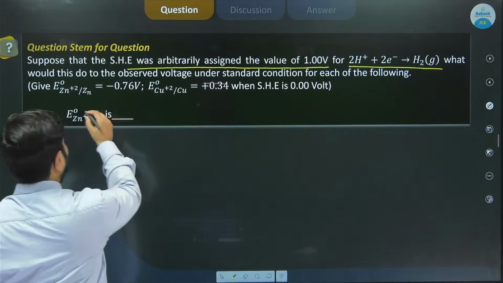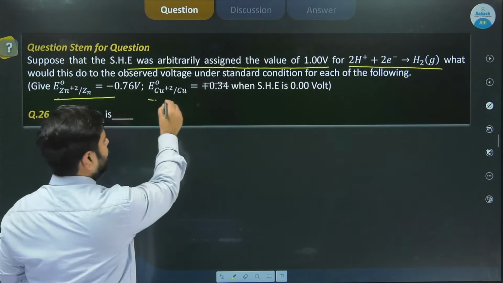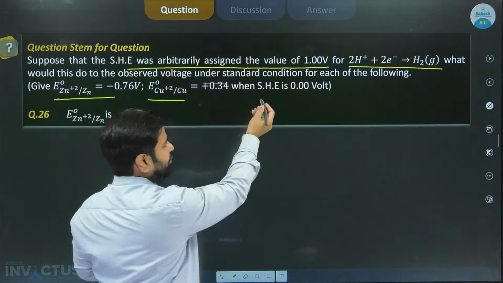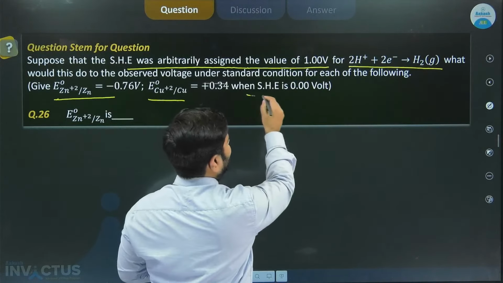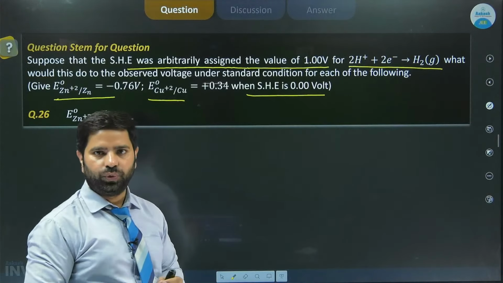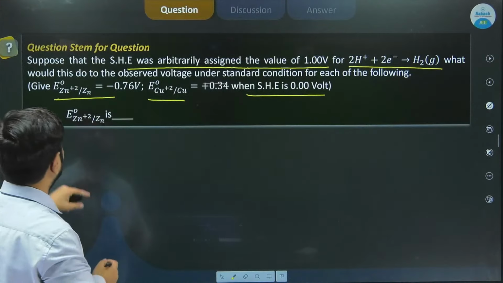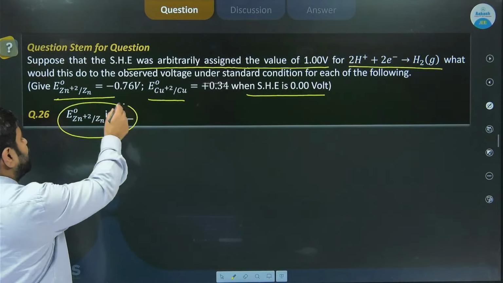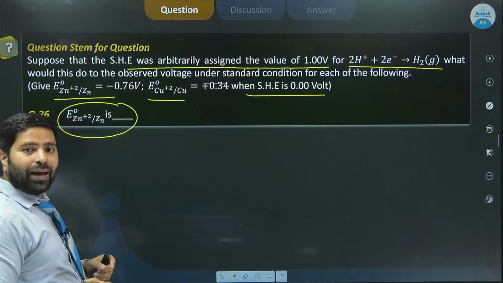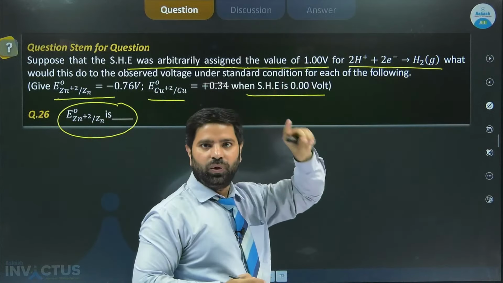We have been given the standard electrode potential of Zn and the standard electrode potential of copper, and we know that these are possible when the standard hydrogen electrode is 0.00 volt. That we take usually. Let's check what is being asked in the question. It is asking to calculate E0 Zn2+/Zn when the arbitrary value is 1 volt.